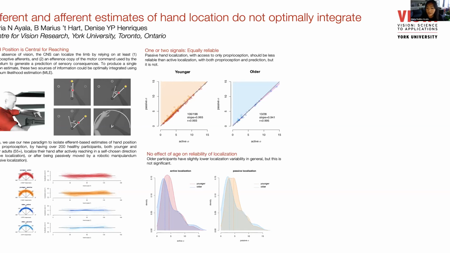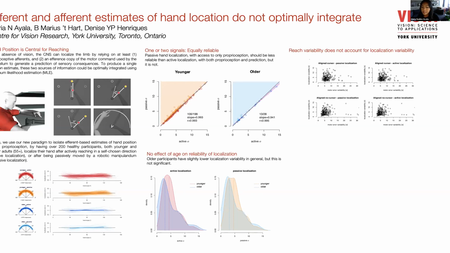Next, we saw that older adults don't necessarily display greater proprioceptive variability than younger adults. Here you'll see the younger adults in the warm-colored hues and the older adults in the cool-colored hues in active and passive localization, and these are not significantly different from one another. Next, we asked if localization variability may be related to the variability of movement execution. Here the x-axis is motor error variability and the y-axis is the localization variability, and we see that motor error variability fails to predict localization variability.